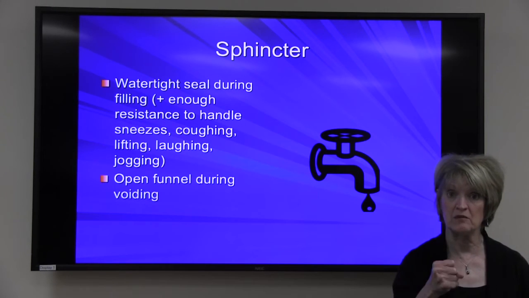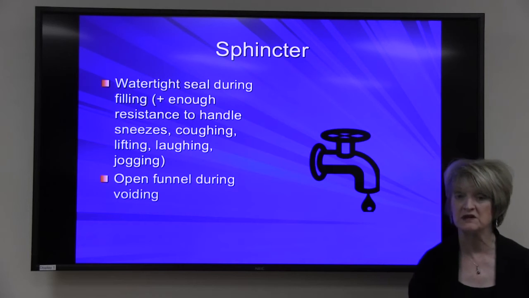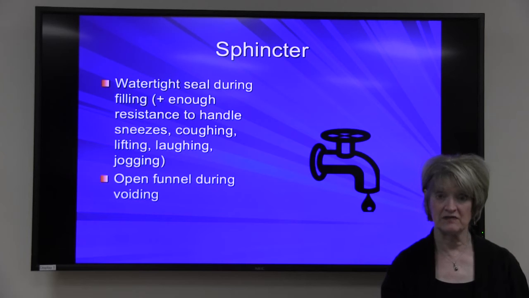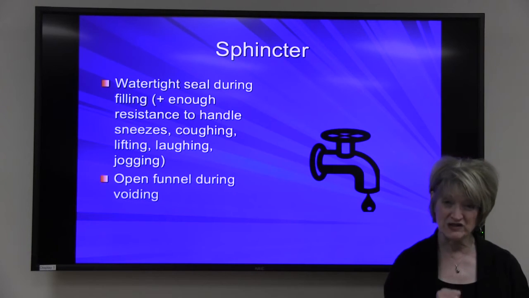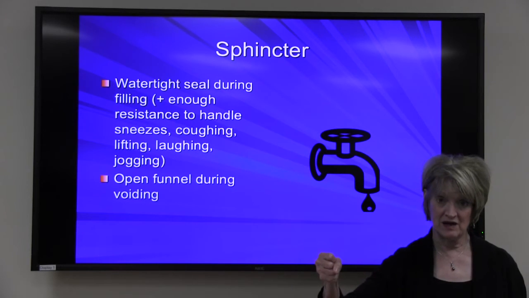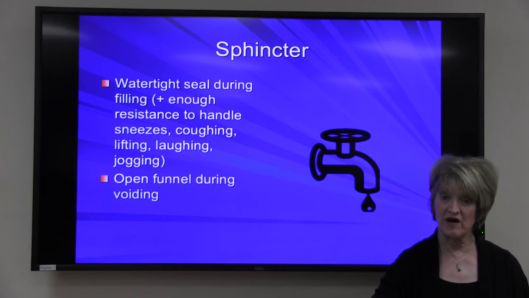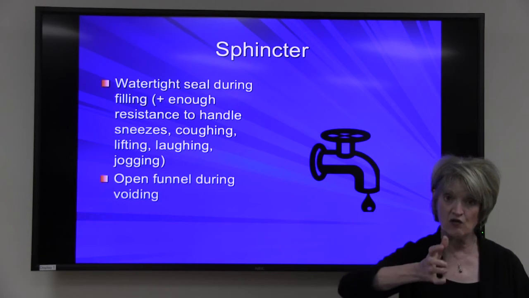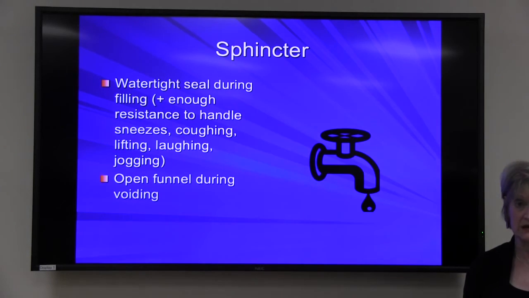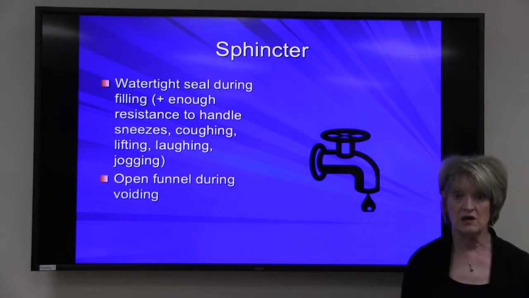We want a sphincter that stays closed throughout the storage phase, completely closed. No drips, no leaks. Full bladder, we still want it closed. Full bladder and I'm coughing or sneezing or lifting, I still want my sphincter to stay closed. And then when I go to void, what do I want my sphincter to do? I want it to swing wide open. So I want a very well-behaved faucet, a faucet that is off when it's off and on when it's on. So let's talk about the anatomic and physiologic features that contribute to optimal sphincter function.